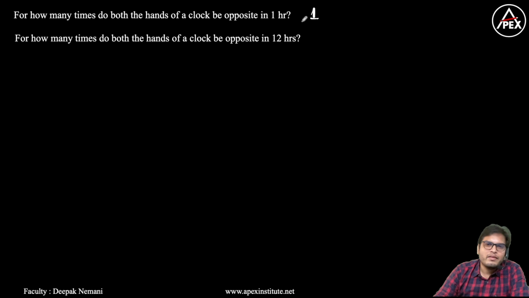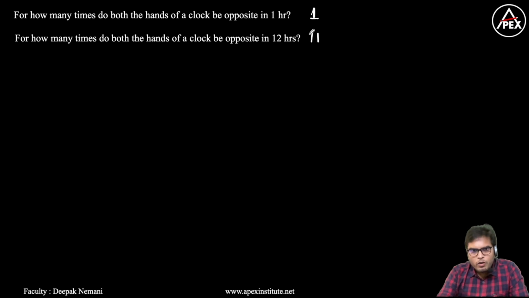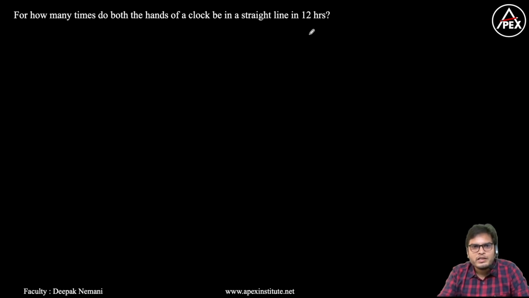But 12 again is the wrong answer. The answer for this question should be 11 again. Because between 5 o'clock and 7 o'clock, the two hands of a clock are opposite to each other for only once, and that too exactly at 6 o'clock. So that's the reason you have only 11 times where both the hands of a clock are opposite in 12 hours.